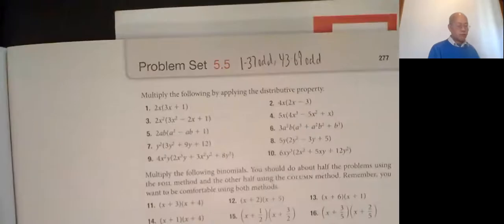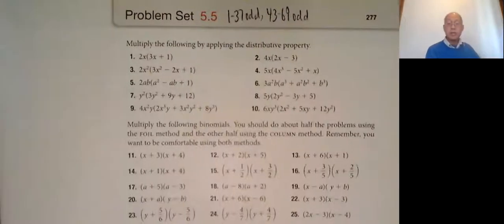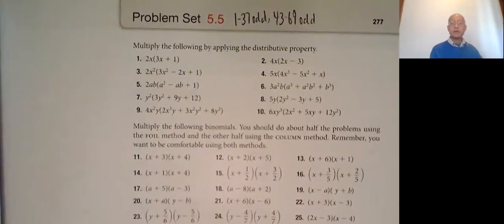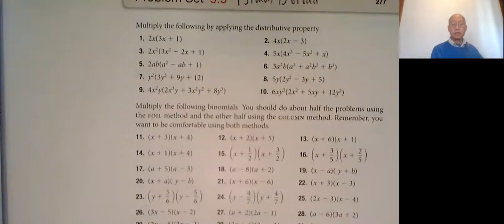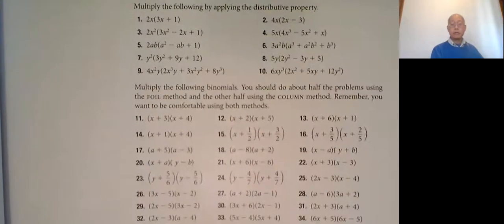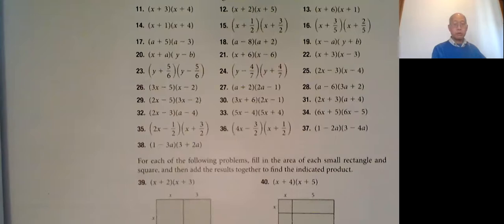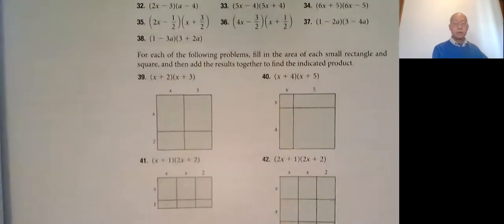These are notes for section 5.5. Okay, 5.5, here we are, page 277 looks like. 1 to 37 odd, 43 to 69 odd. So there are some of the problems there. A little bit more. And at the bottom. Okay.